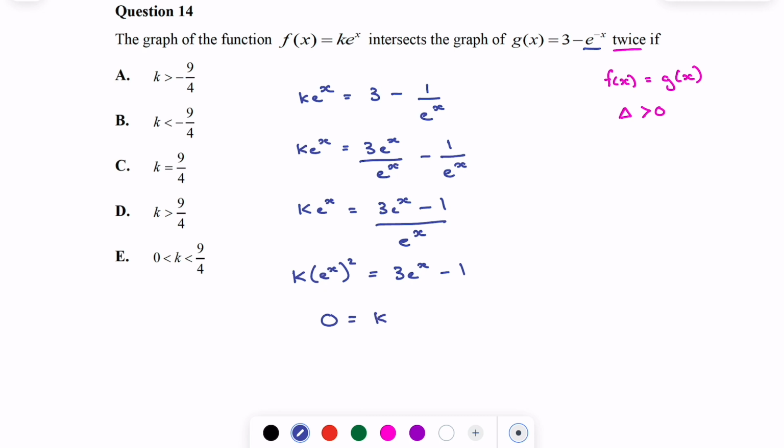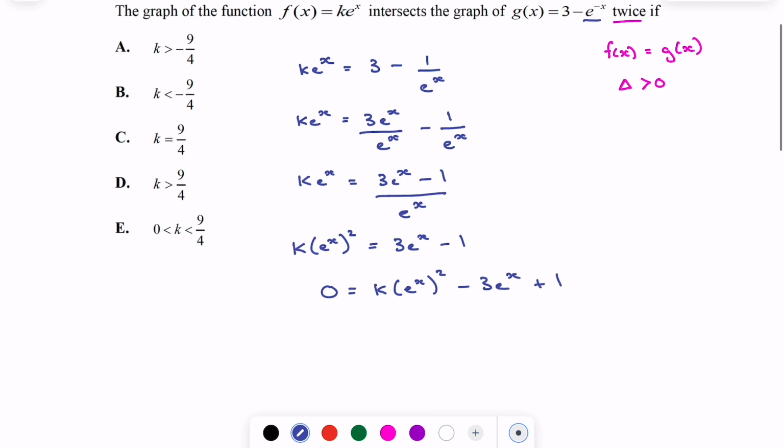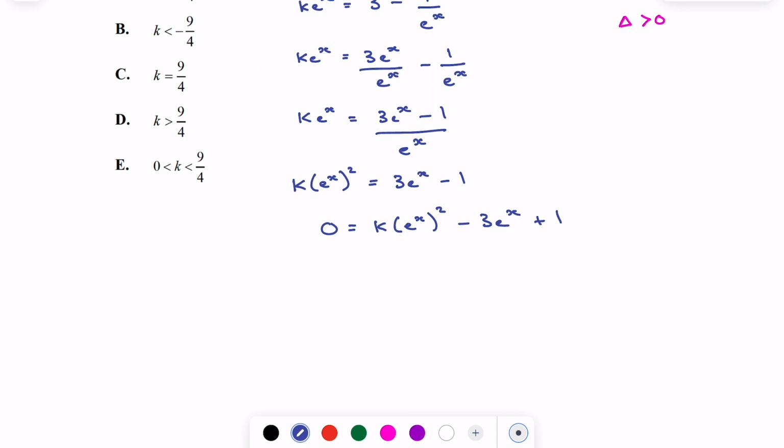Okay, so k e^x all squared minus 3e^x plus 1. So essentially this is a quadratic expression, and what I'm saying with the quadratic expression is that my variable is e^x. So for our case, we could write this as 0 equals k a squared minus 3a plus 1, where a equals e to the x.